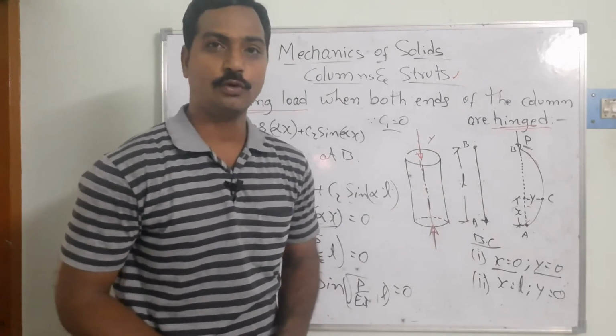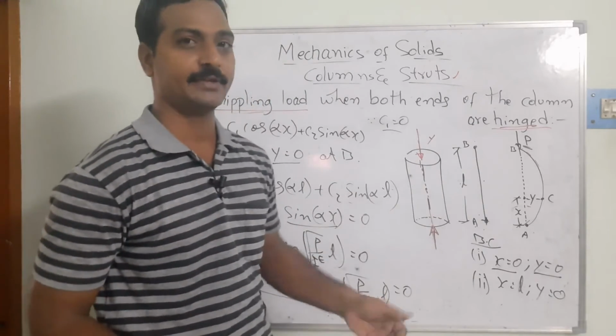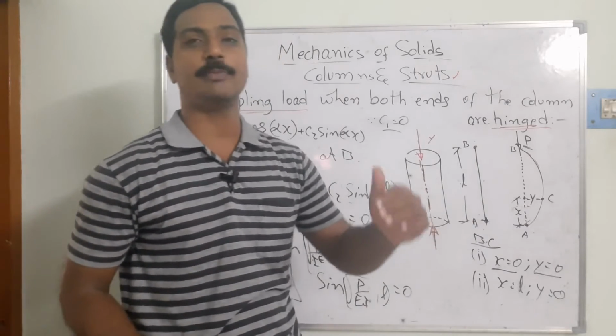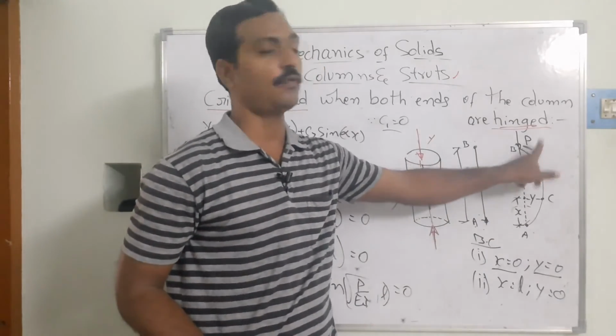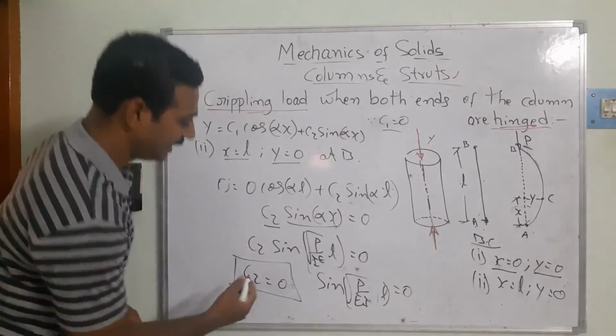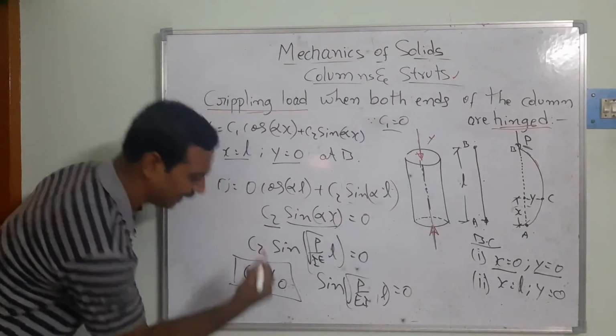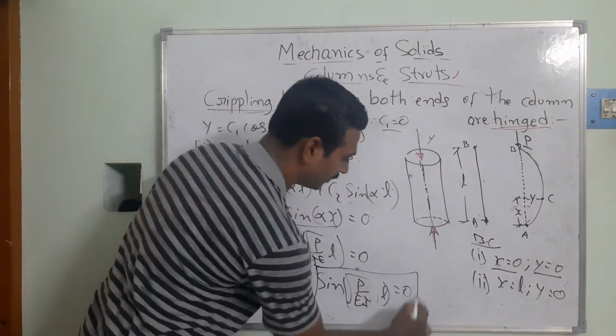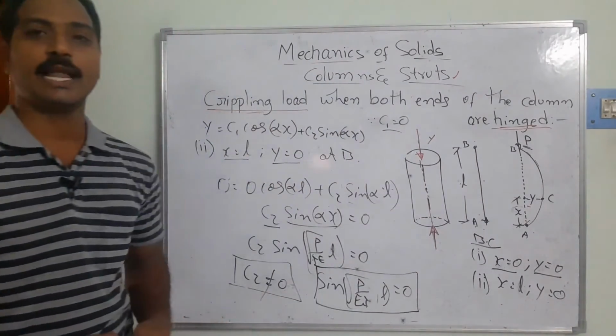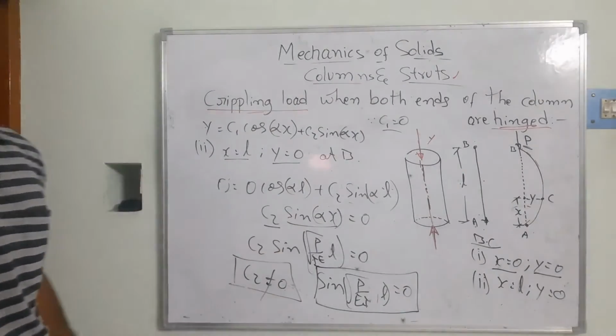So then is it true? Actually that is not the true case, because the system is going to start buckling because of the crippling load. So then we need to find this out. It means C2 is never equal to 0. Then what happened? I am going to take this parameter and equate it to 0, then I can find out the crippling load.